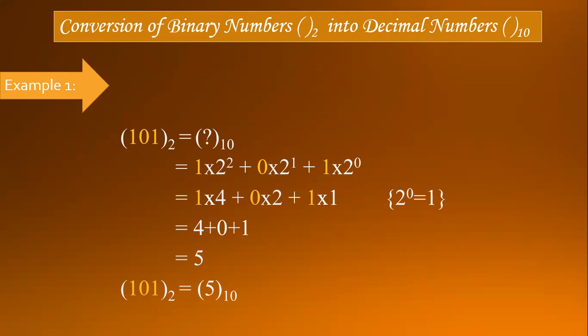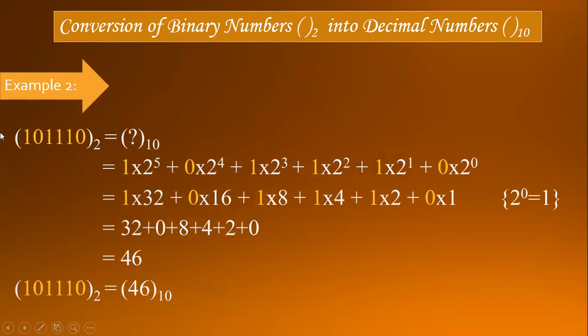Let us take another example. The next example is 101110. Now again we are doing the same thing. We record each digit and multiply it with the given base, putting the power from the right side to the left side in increasing order, which begins from 0.